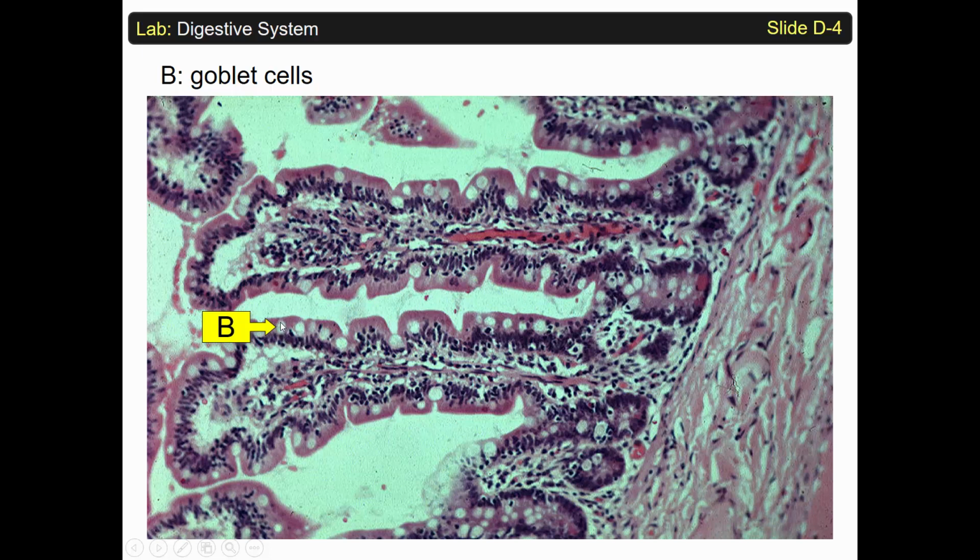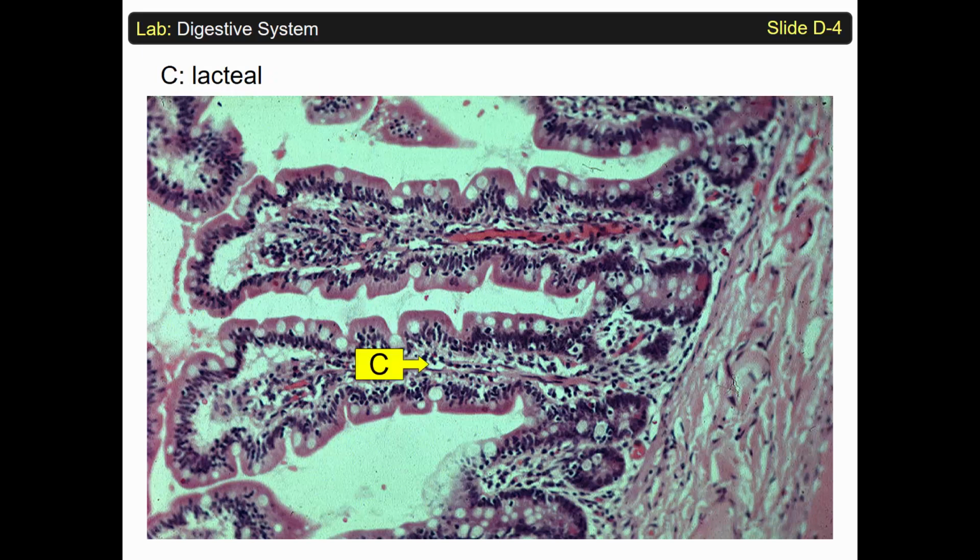And you remember what goblet cells make. Been asking you this for 2 semesters now. Goblet cells produce mucus. So there is a decent amount of mucus being produced along your digestive tract.